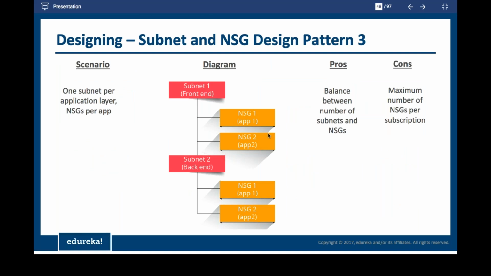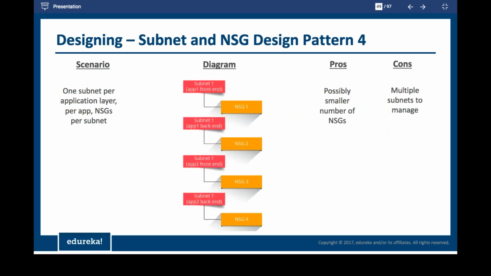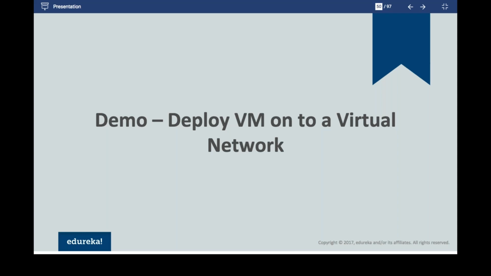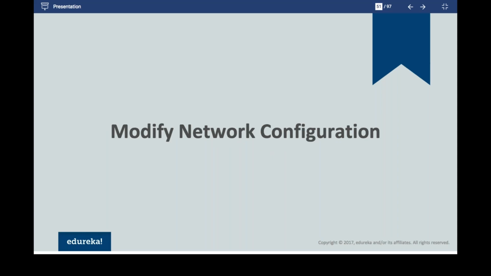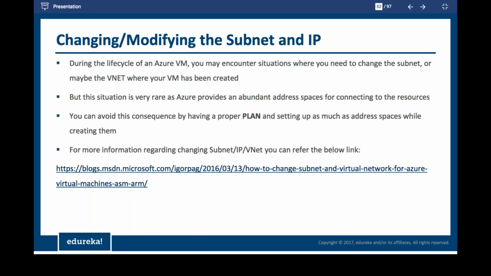On a subnet, we were adding the NSG. So this we have done, deploying a VM onto a VNet. Next, modifying the network configuration.